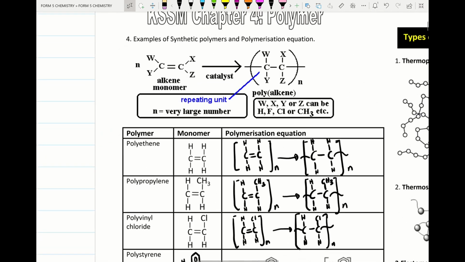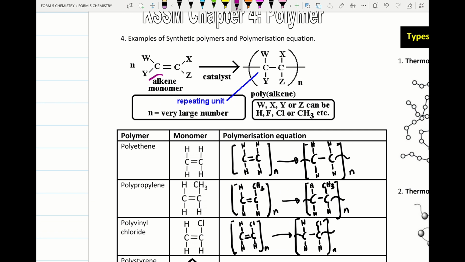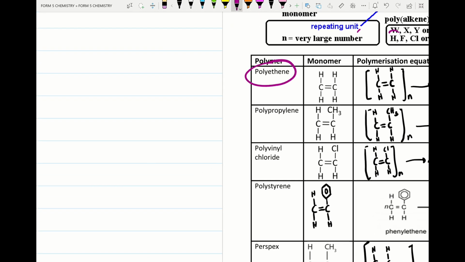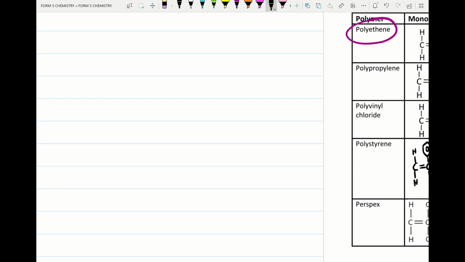Alright, in the addition polymerization reaction, the monomer from an alkene compound, the C double covalent bond will break and form a single covalent bond. So this is the format that we have to write. The N is a very large number. The double bond will break, so the W, X, Y, Z can be represented with hydrogen, fluoride, chloride, or methyl group. We try to check polyethene. How to draw the equation for the polyethene?